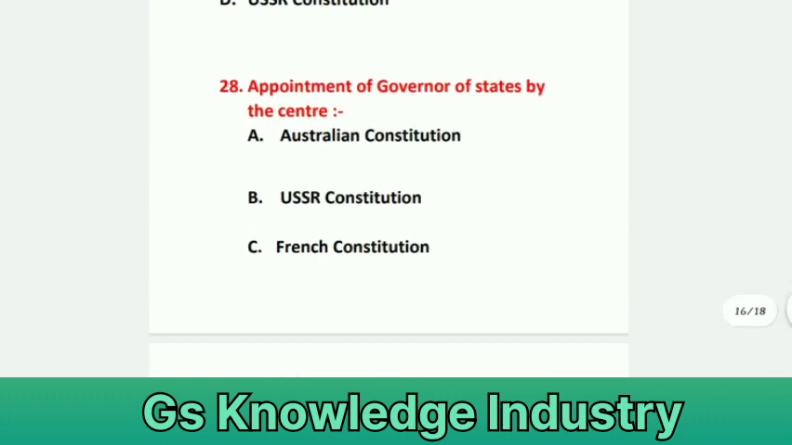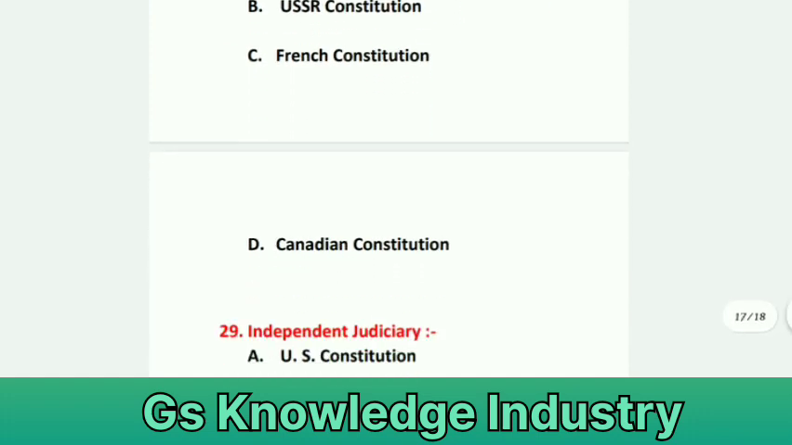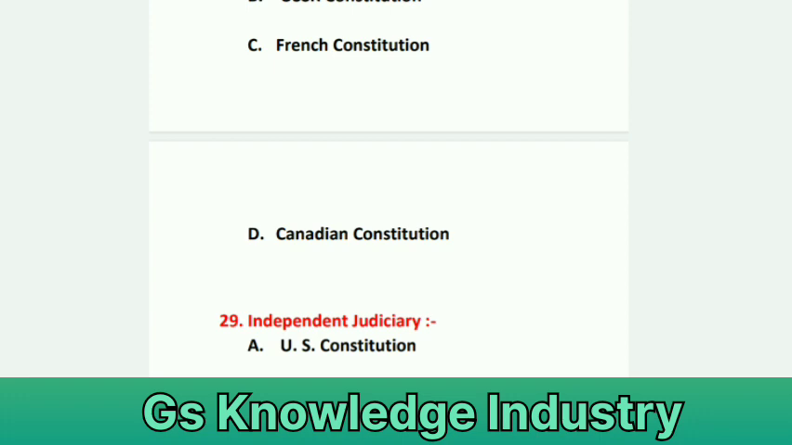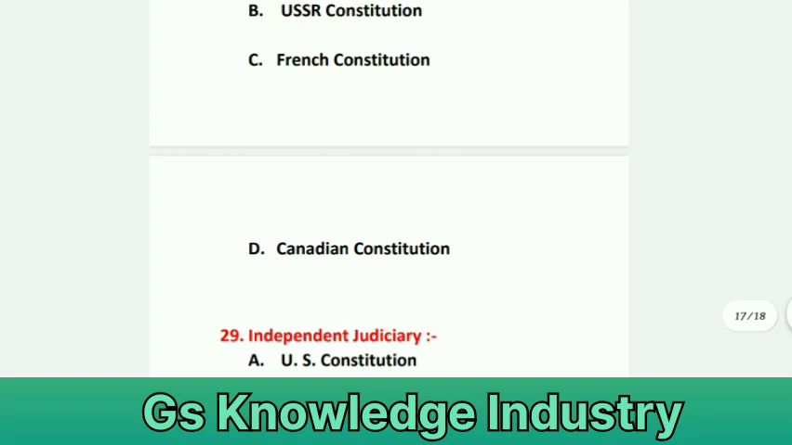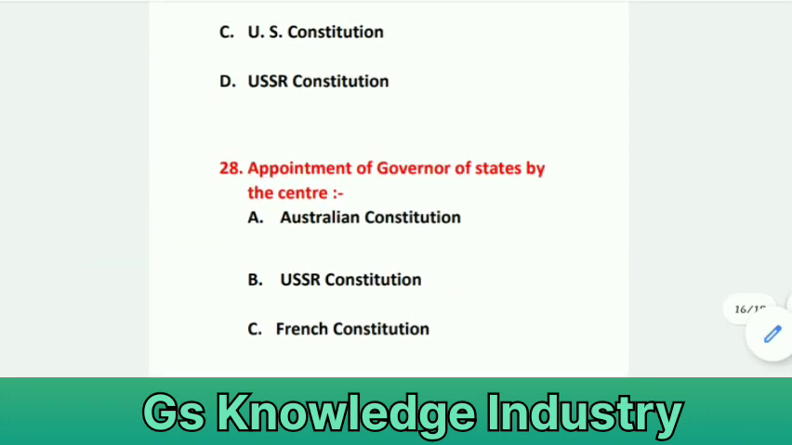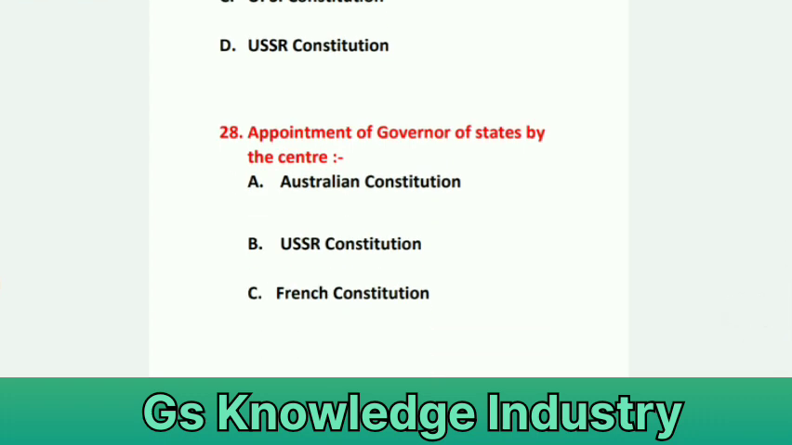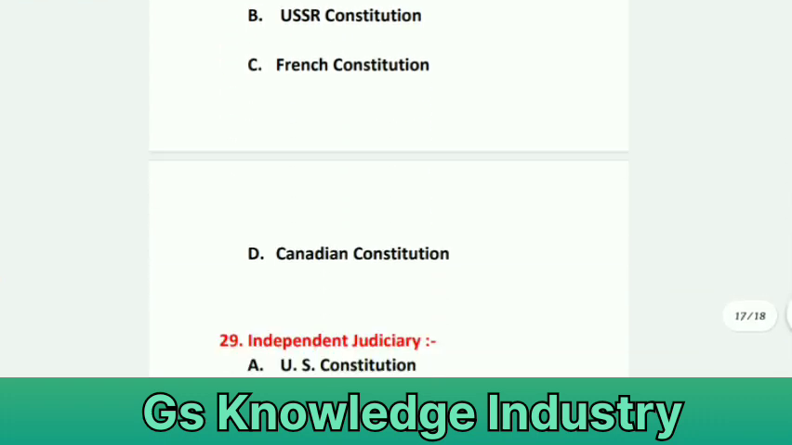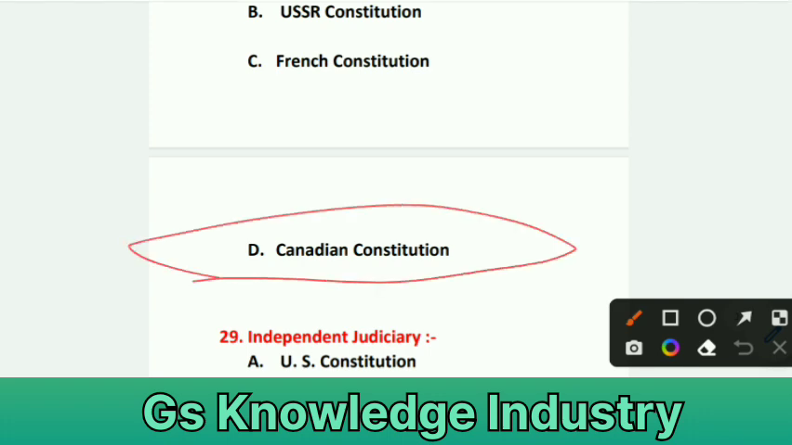28 number question. Appointment of governor and states by the center. Option A. Australian Constitution. Option B. USSR Constitution. Option C. French Constitution. Option D. Canadian Constitution. The right answer is option D. Option D is the correct answer. Canadian Constitution, right? Appointment of governor of states by the center. This system has been came from Canadian Constitution.